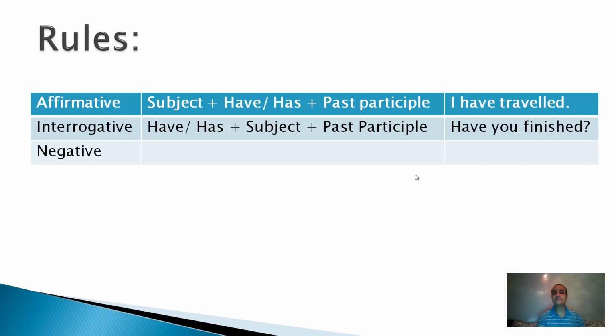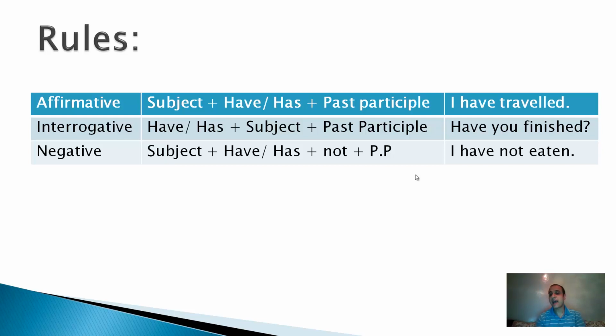Now the negative, we add not. Subject plus have or has plus not plus past participle. PP here means past participle. Example, I have not eaten. So eaten is the past participle of the verb eat. Okay, now I want you to stop, to pause the video and copy this in your exercise, in your lessons copybook, in a different copybook, of course.